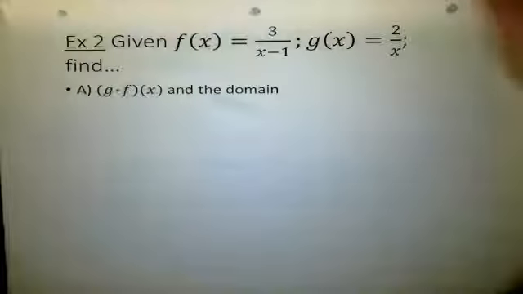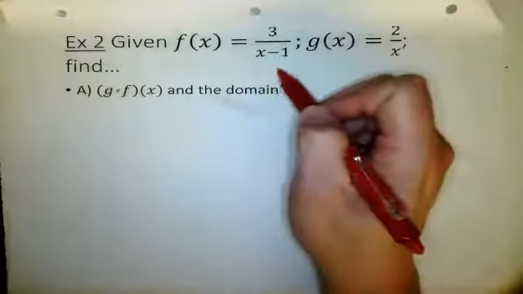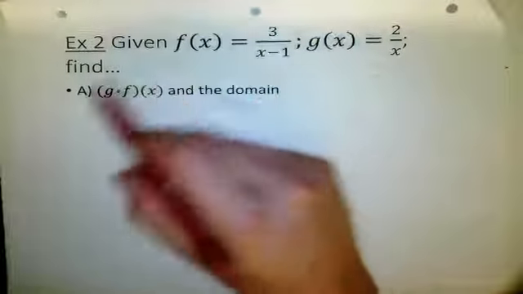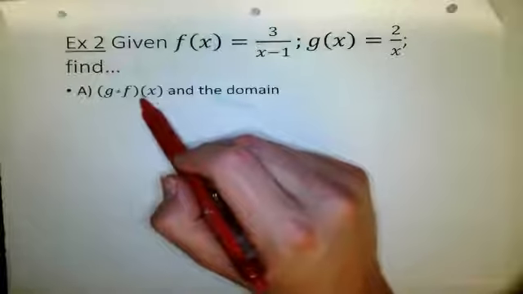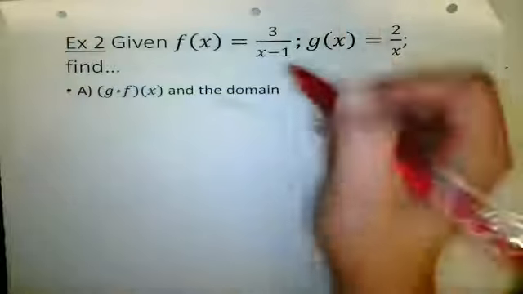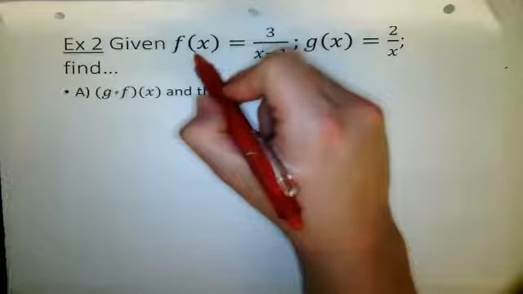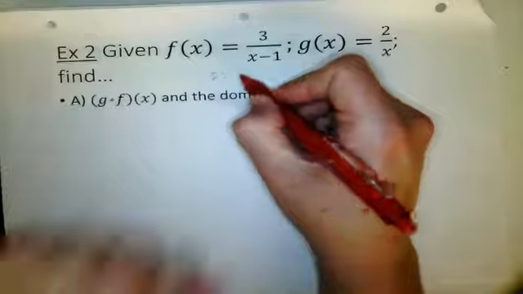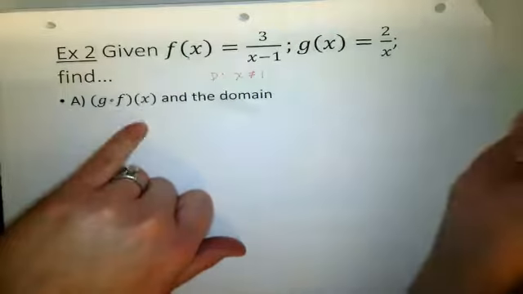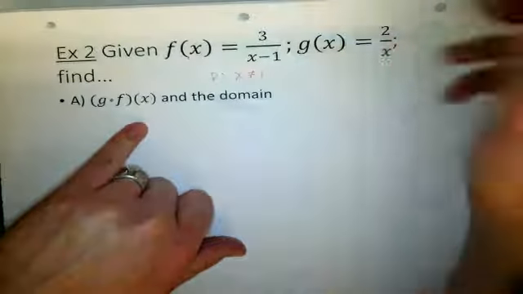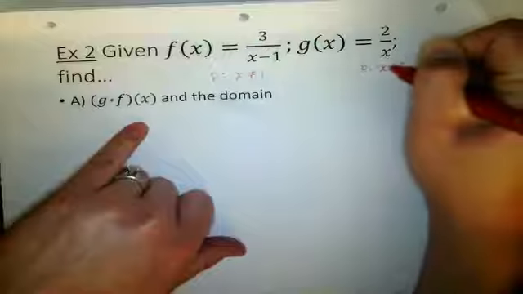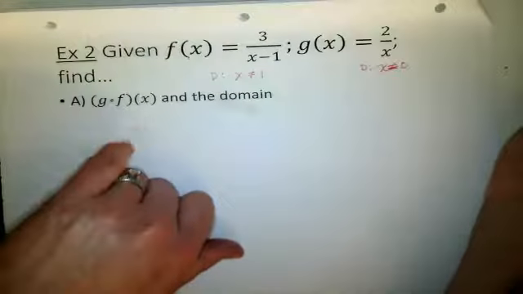So before I do anything with this, I want to talk about the domains just of these basic functions here. Before I even worry about my composition, as in composition like a musical score, composing. So what's the domain here of f of x? What is x not allowed to be? 1. Very good. So that's the domain of that one. And what about here? X cannot equal 0. Good. So right off the bat, we have some exclusions here.